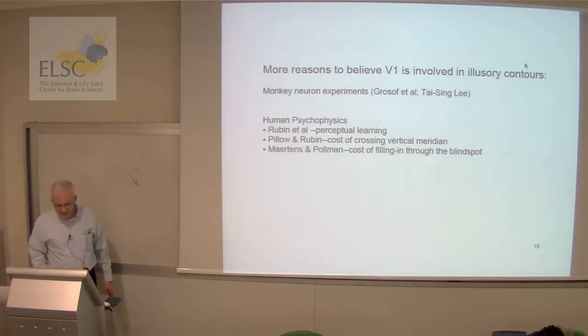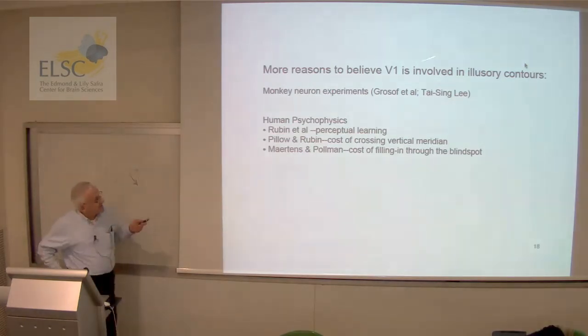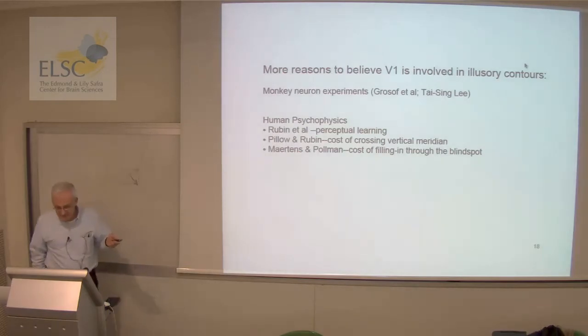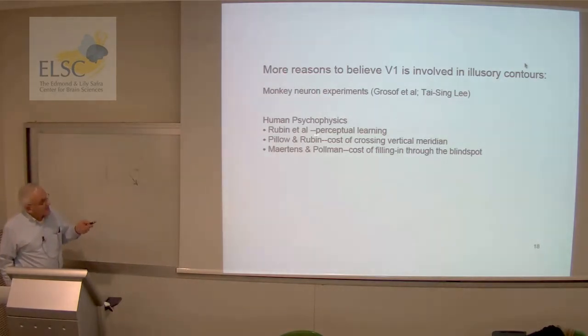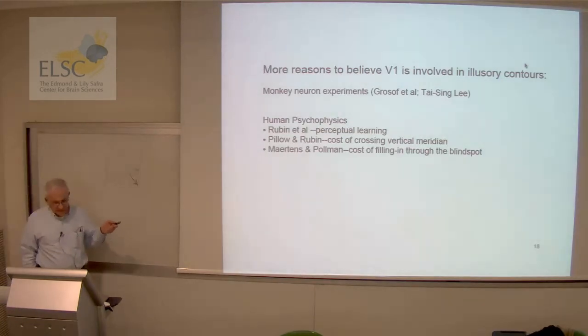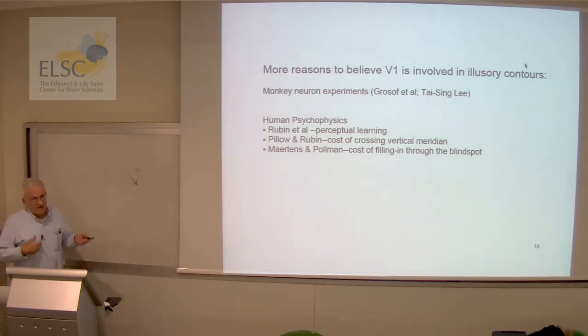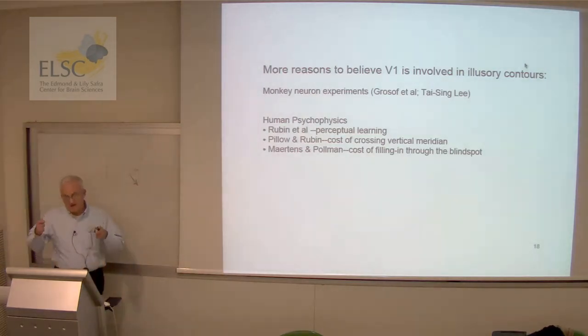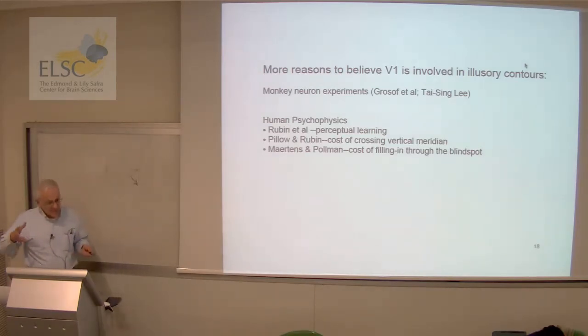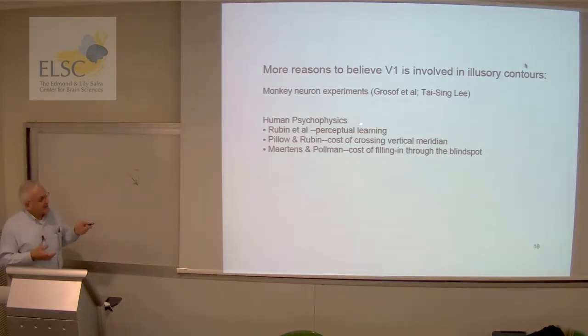So there are more reasons than I've shown to believe that V1 is involved in illusory contours. There are direct experiments with different kinds of patterns from our lab and from Tai-Sing Lee's lab that show that V1 can be activated under conditions where you see illusory surfaces. And there's human psychophysics that shows in various ways that, for instance, the perceptual learning that Nava Rubin, Ken Nakayama and I studied, of learning to see illusory contours, can happen very rapidly. And the explanation that we came up with for that kind of very rapid perceptual learning is that there's a combination of both bottom-up signaling by local mechanisms, but also top-down influences from LOC and other areas where remembered shapes can speed the acquisition of perceptual learning.